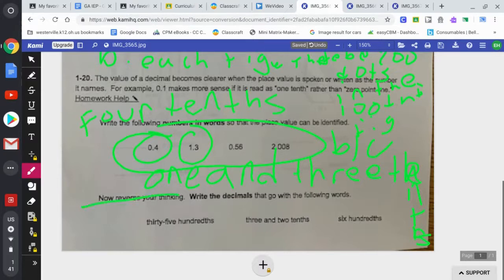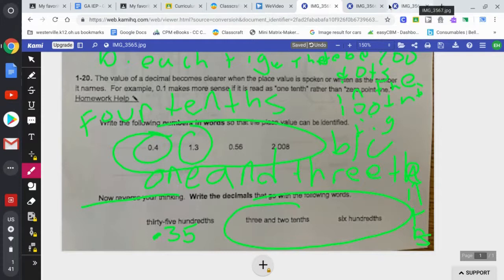Reversing your thinking below, write the decimals that go with the following words. We have 35 hundredths, so I know decimal place to the tens place to the hundredths place. Or, as you see it, 0.35, 35 hundredths. I will let you do the next 2 on your own.